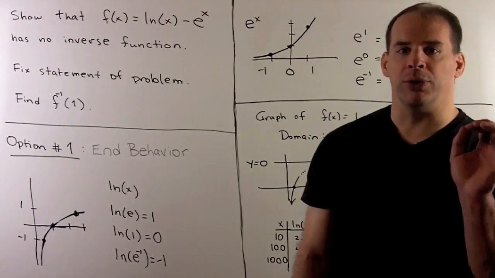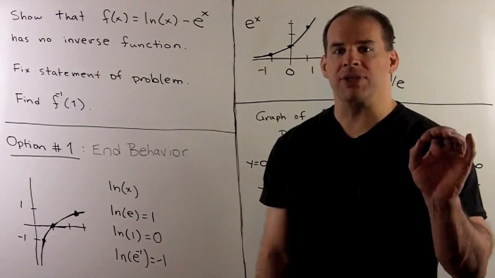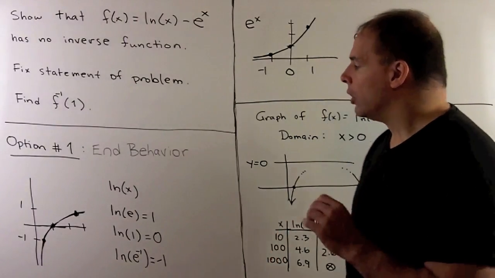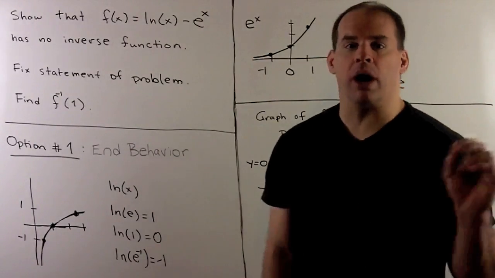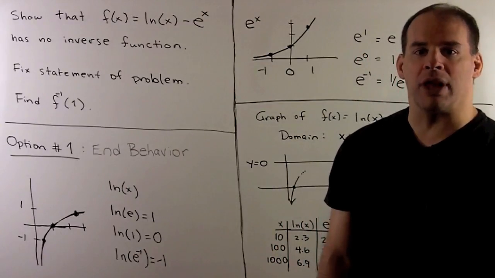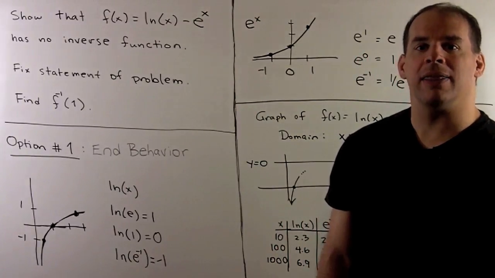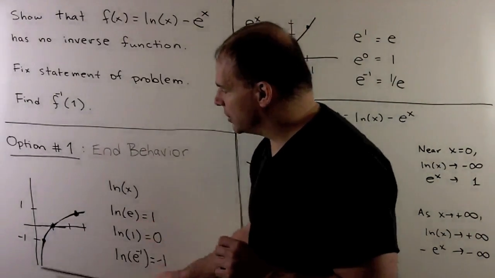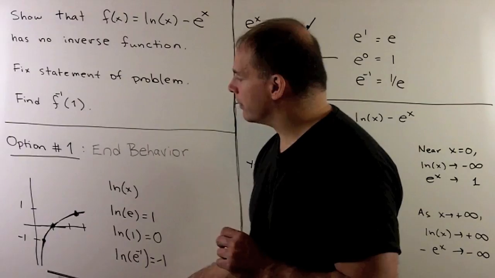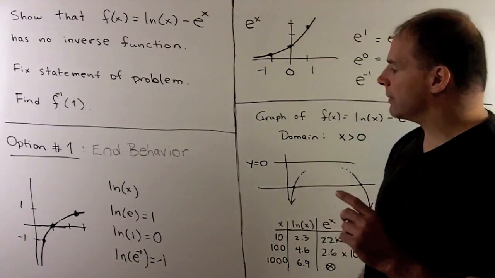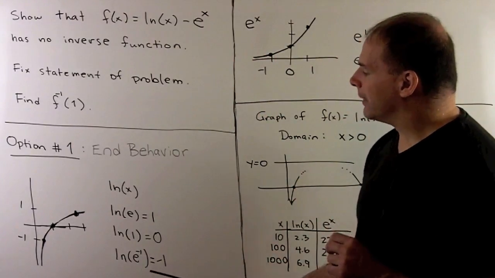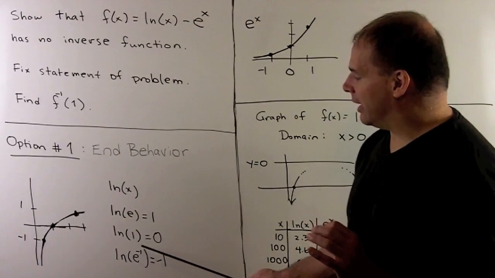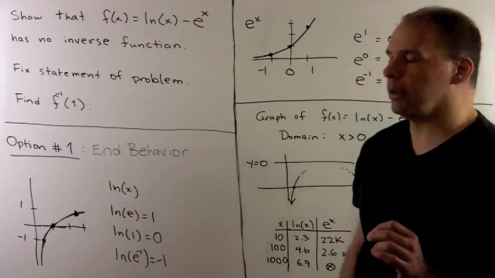Now, before we do that, let's review the graphs of natural log of x and e to the x. For natural log of x, we need 4 items. So I know the value of natural log at 3 points and that natural log has a vertical asymptote at x equal to 0, so the y-axis. Now, the 3 points: natural log of e is equal to 1, natural log of 1 is equal to 0, natural log of e inverse is equal to minus 1.